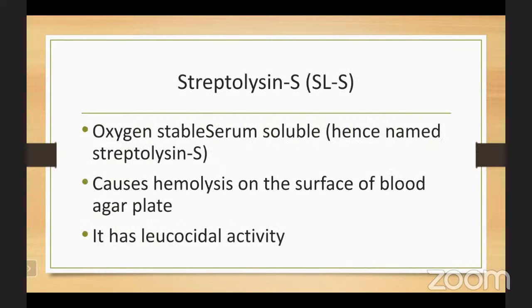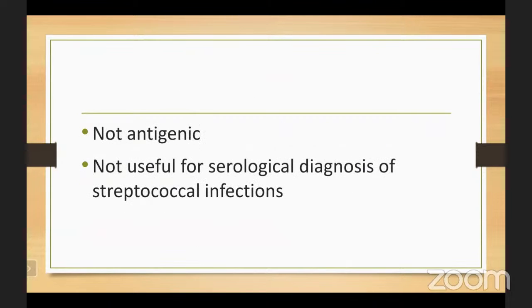Next one is streptolysin S. It is oxygen stable and serum soluble, so it is named streptolysin S. It will cause hemolysis on the surface of blood agar plate. It has a leukocidal activity. Streptolysin S is not antigenic. It is not useful for serological diagnosis of streptococcal infection.